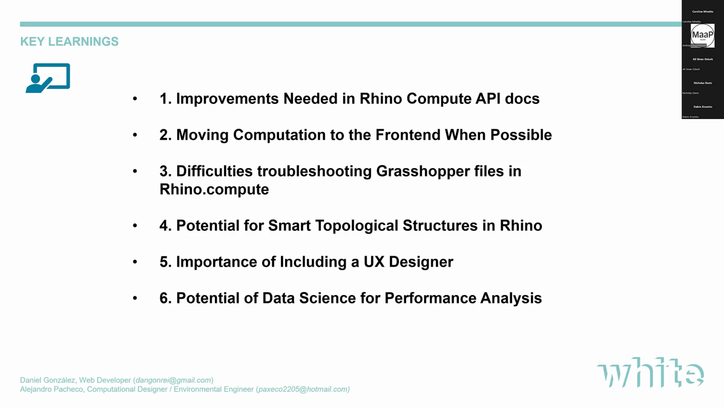Then some difficulties we found working with Grasshopper. When Grasshopper interacts with a website, it's not the same as running the Grasshopper script on Rhino. So the interaction with the website, and iterating on that, was a challenge sometimes. Then potential for smart topological structures in Rhino, which Alejandro will cover later. The importance of including a UX designer, and the potential of data science for performance analysis.